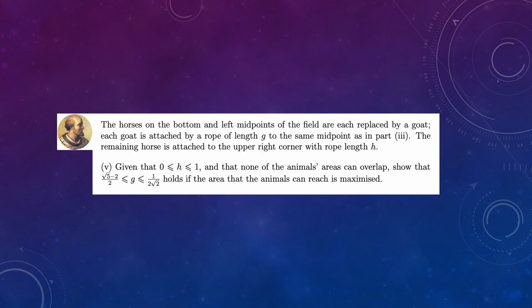So we get to part 5, and we're told now that horses 1 and 2 are replaced by goats, and we want to know, well, obviously we've got a range of values, so we're probably going to think of a couple of situations. They're saying that none of the animals' areas can overlap still, and show that, well, half of that inequality I think we've already got, but let's find the other part. So definitely want to have some diagrams for this part of the question.